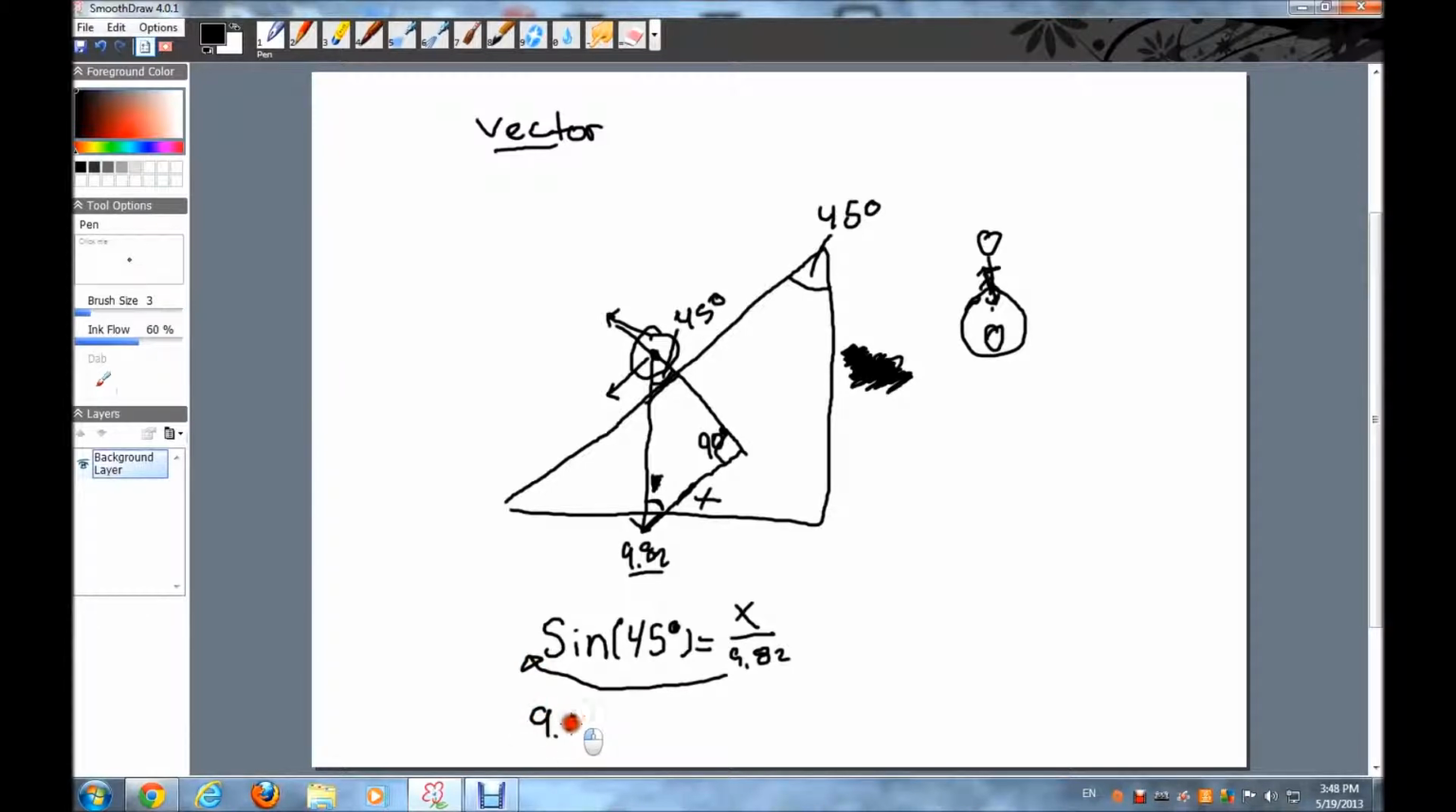So yeah, we would use this, and then we can take this over here. So 9.82 sine 45 is equal to x, and then you can use that. I already have this solved, but you use your calculator and solve for that.